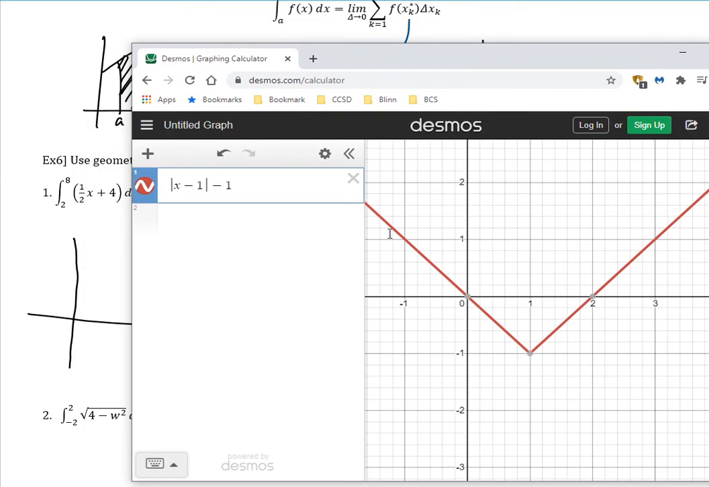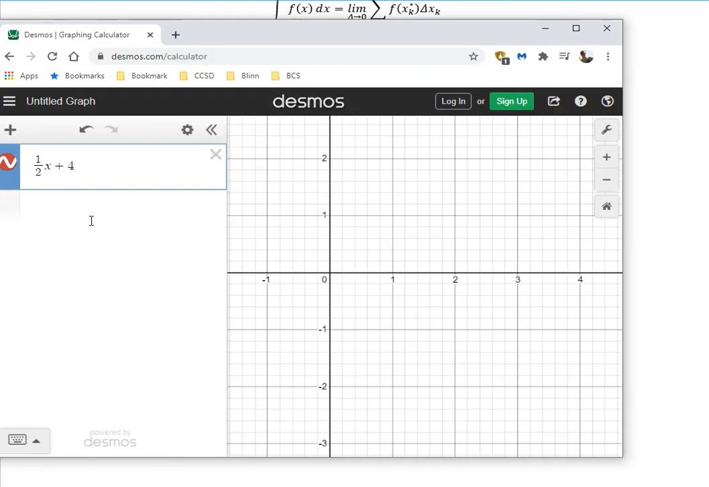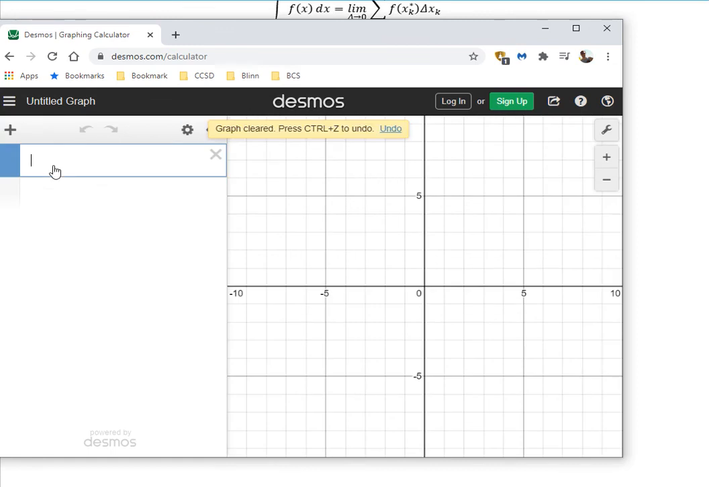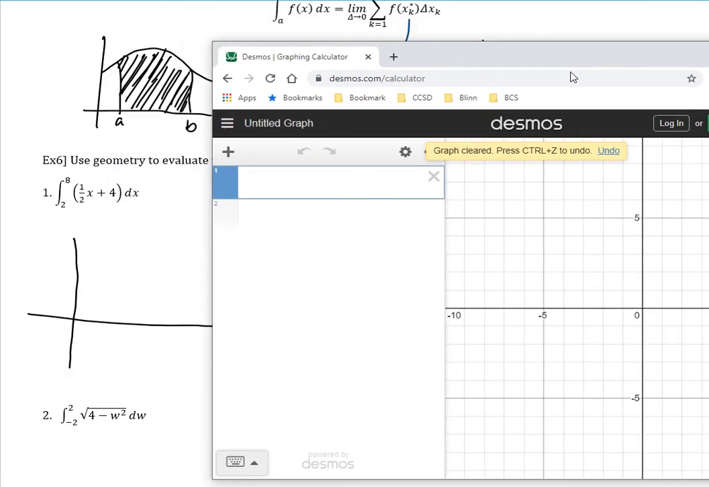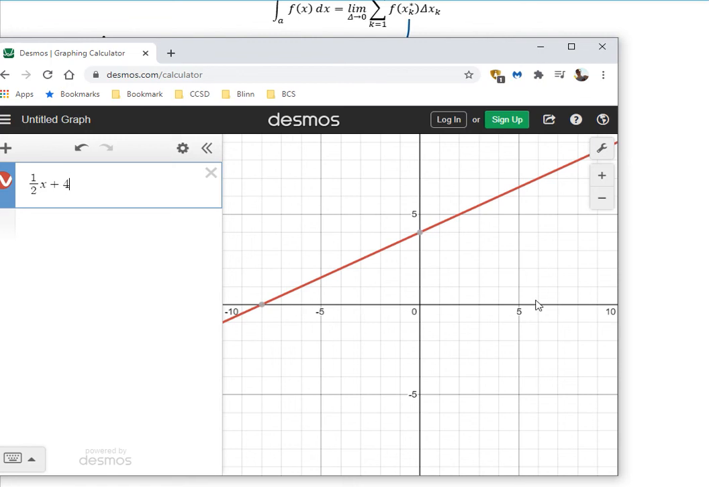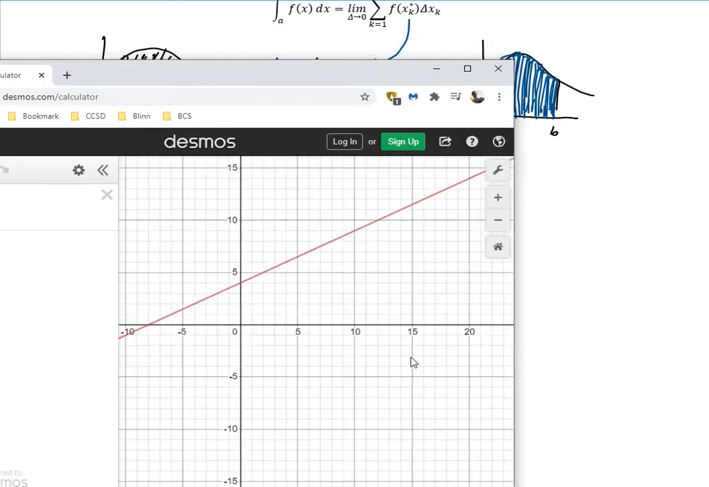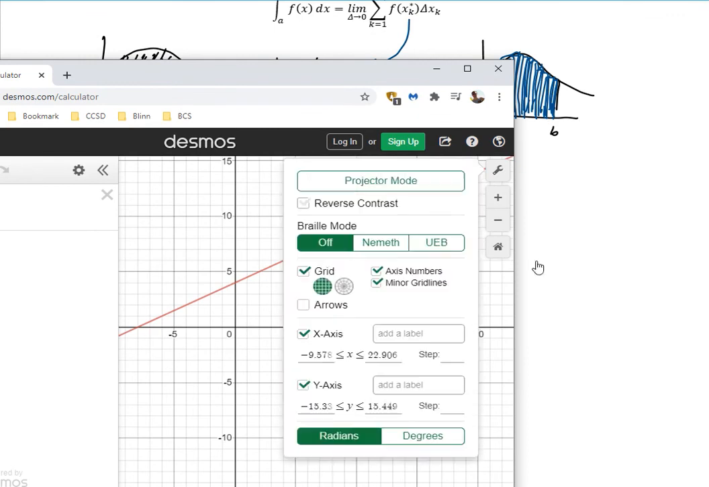Here's our calculator. I don't need that one anymore. Let's do 1 divided by 2 x plus 4. Let's put y equals. Hold on, I don't know where it's gone. Let's delete it and try one more time. It didn't graph it, something was weird there. 1 divided by 2x plus 4. There's the graph. So we've got this picture, and we're going to copy this down.